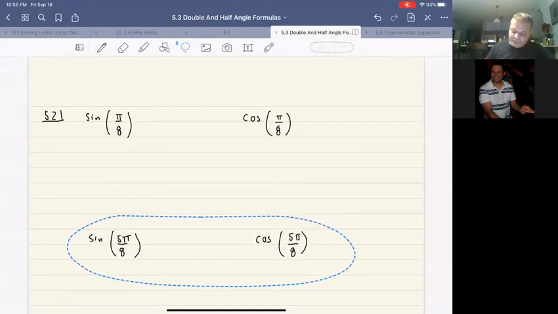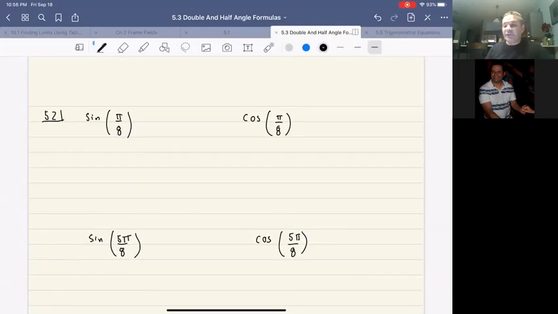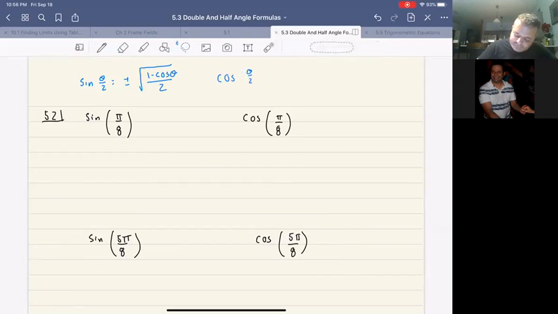Okay, so let's start by just remembering our formula. Sine of theta divided by 2 is plus or minus the square root of 1 minus cosine theta divided by 2. And cosine of theta over 2 is also plus or minus the square root of 1 plus cosine theta divided by 2.